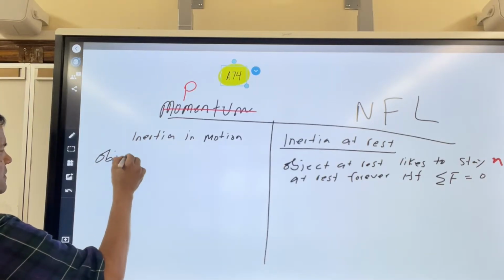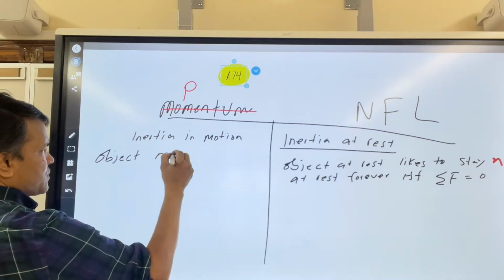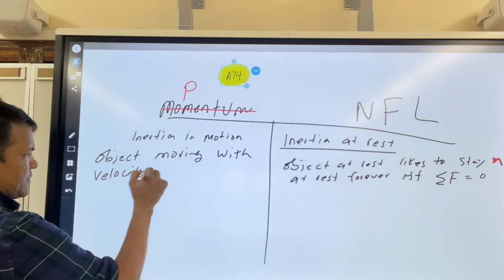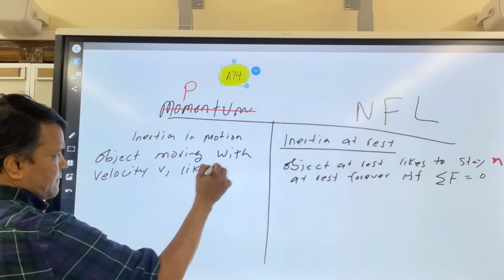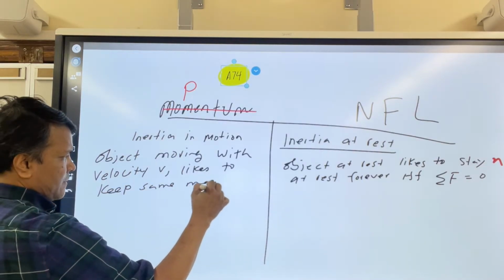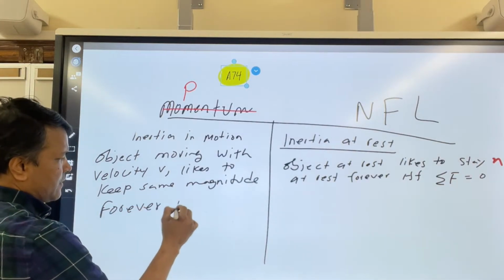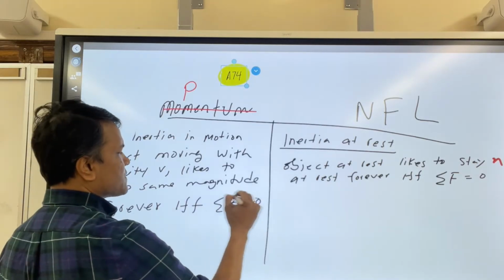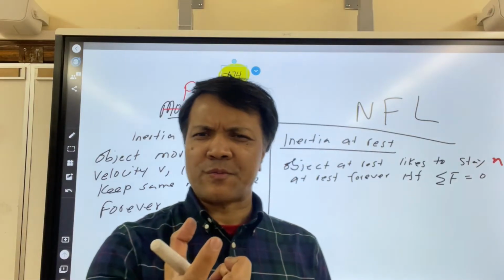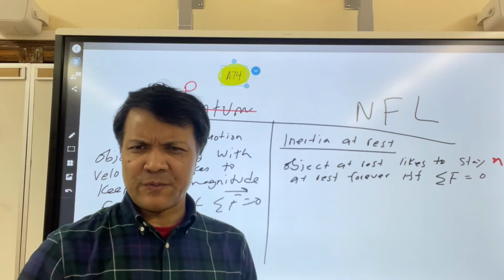An object moving with the same magnitude of V likes to keep the same magnitude forever if and only if net force is 0. What does that mean? If an object moves at 2 meters per second, it wants to keep 2 meters per second forever, right? As long as the net force is 0, right?